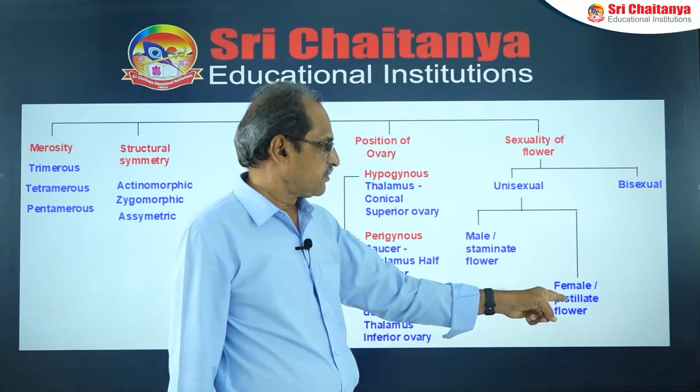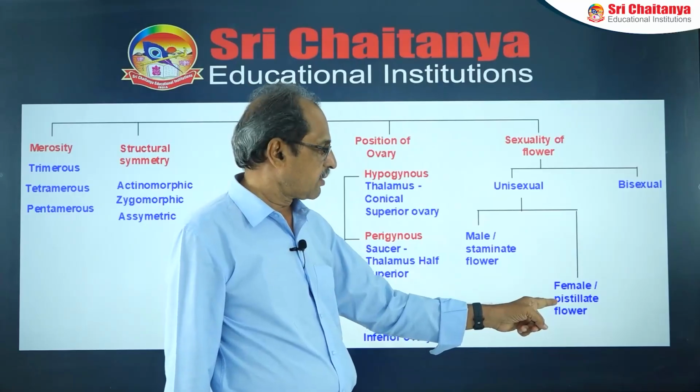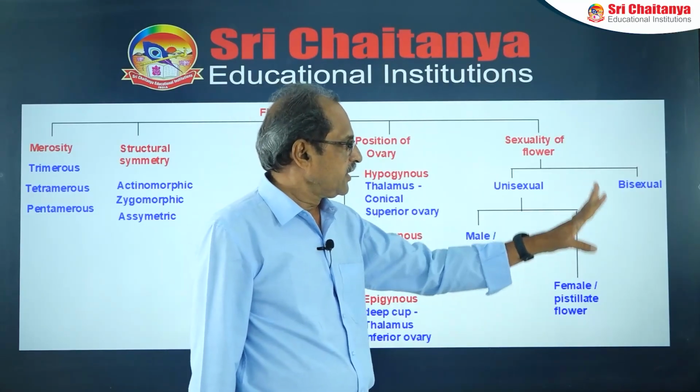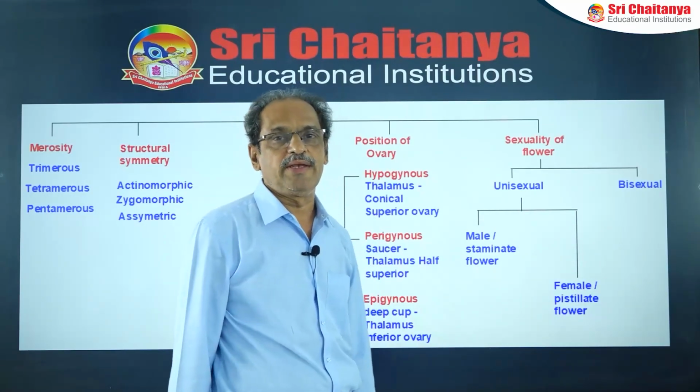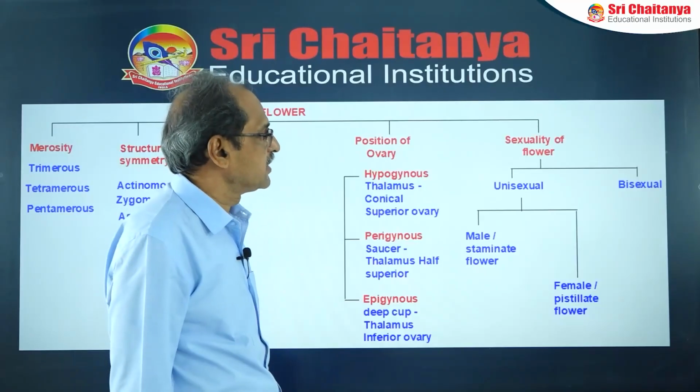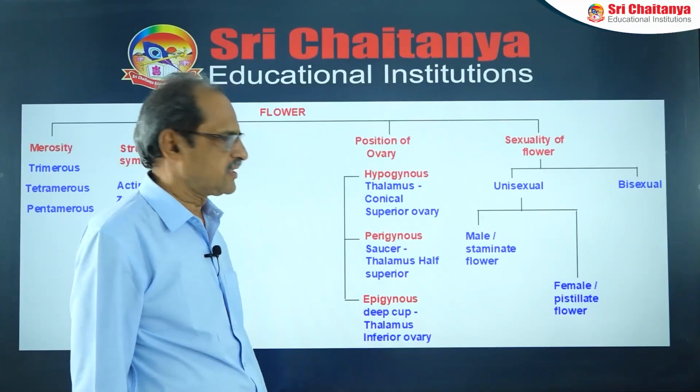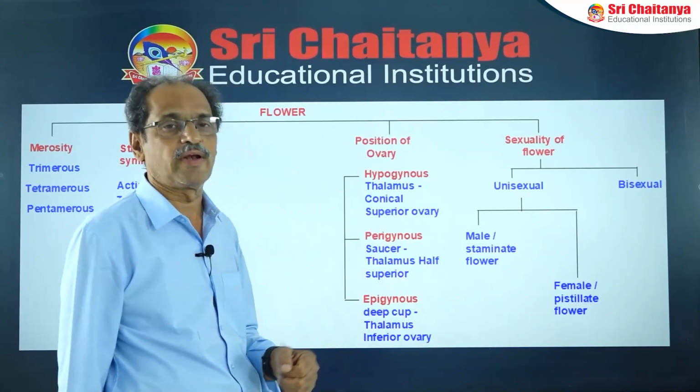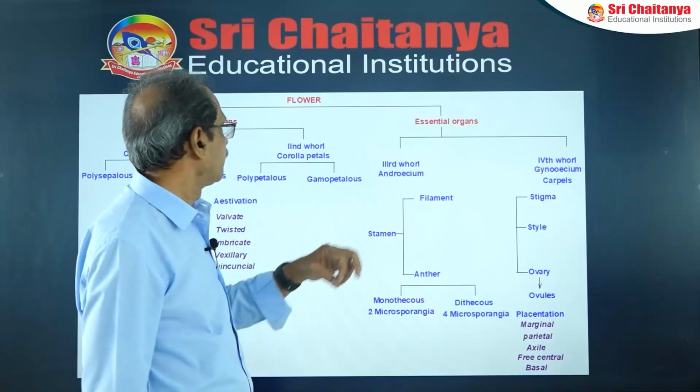If only gynoecium is there, then it is called a female or pistillate flower. If both androecium and gynoecium are present, the flower may be considered a bisexual flower. Unisexual flowers are advanced when compared to bisexual flowers.